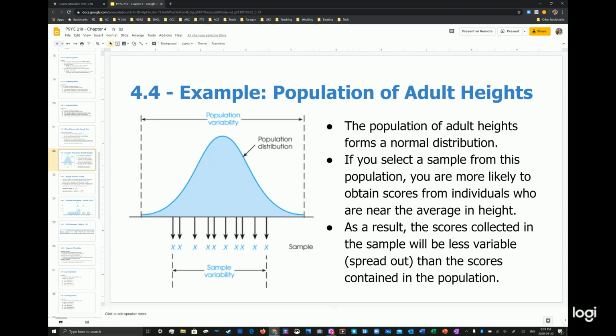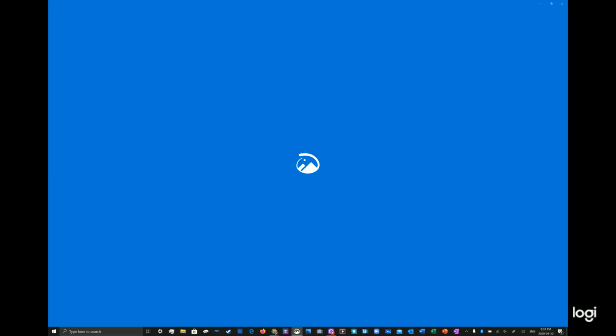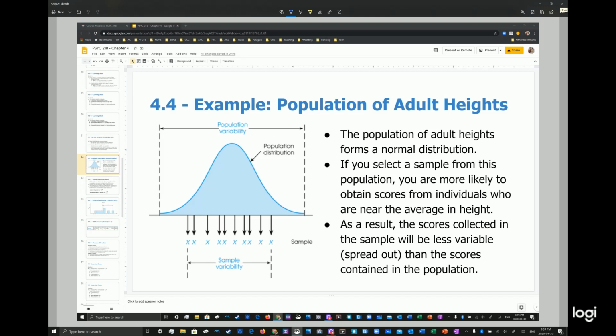And this is what we mean. Here is a more concrete example with a more realistic data set. Let's look at this example. So here we notice our population variability is this wide, and this is our population distribution, which looks normally distributed with one mode and is symmetrical.